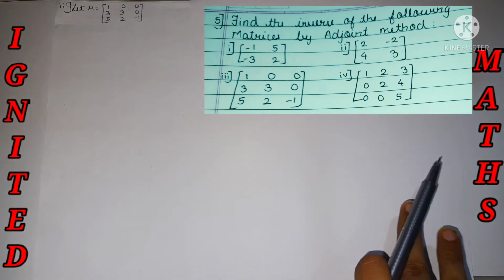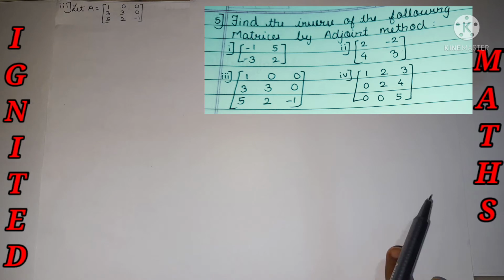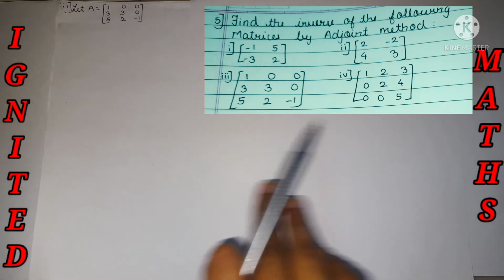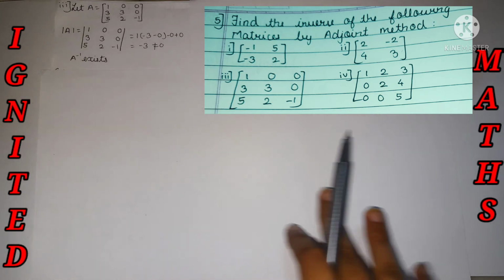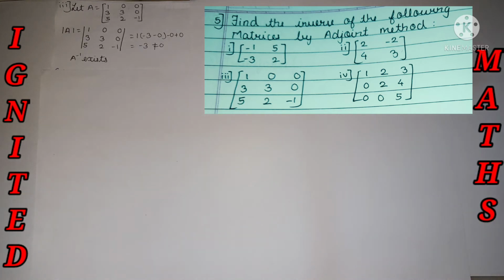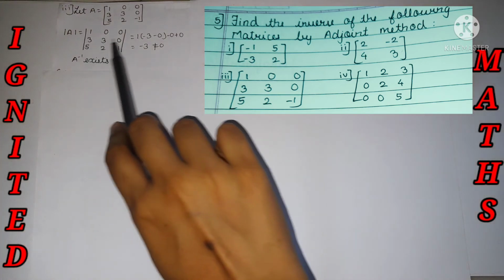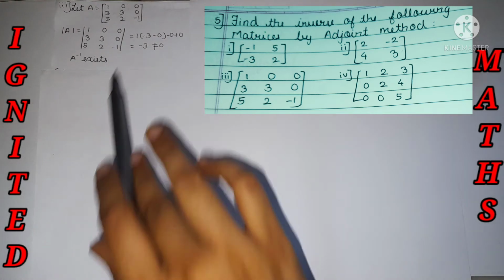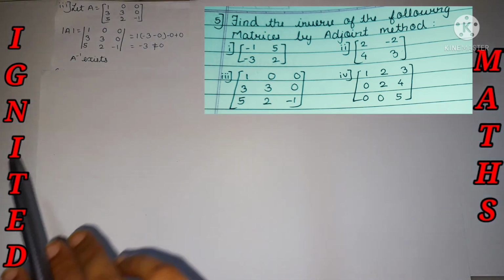It's of 3 cross 3 order. So first, we need to find the value of the determinant of A. Yes, so let's find it. The determinant of a 3 cross 3 is just a recap of the 11th standard. We have already done it. We can expand along any row or any column, it's up to us. If you expand along the first row, it becomes a bit easier.